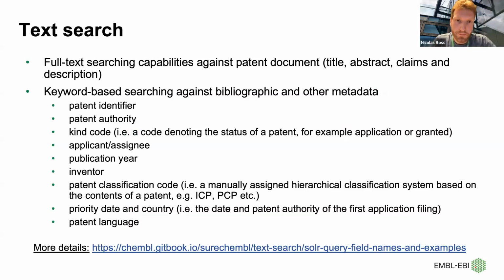Let's now focus on the text search. We offer full text searching capabilities for the whole patent document, and for the metadata and bibliographic data, we have a system using keyword-based searching. This metadata gives you access to different entities that I'm not going to enumerate here. You have the list on this slide, and for a detailed list of all these fields, I refer you to our SureChEMBL wiki, which is quite exhaustive.